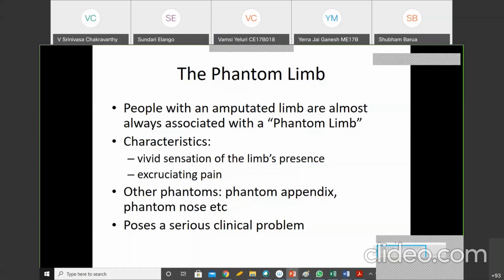In addition to phantom limbs, like amputation of a hand or a leg, a person can also have a phantom appendix or a phantom nose, etc. So it poses a serious clinical problem.